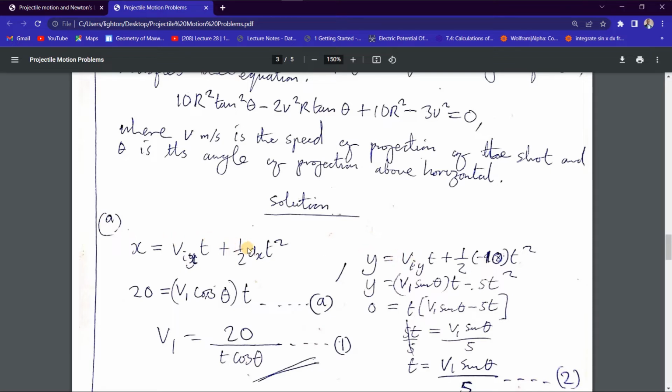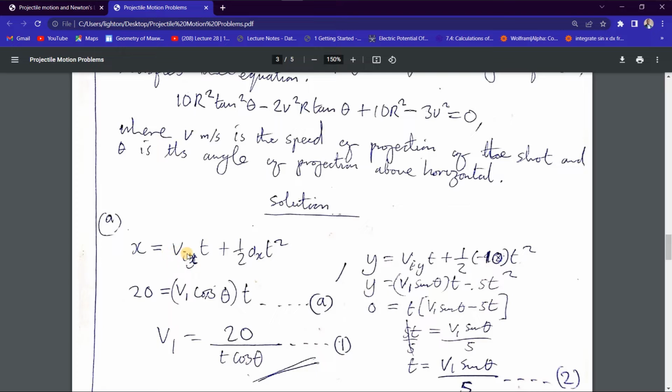So for the horizontal component of displacement, we use equations of motion: x equals Vix t plus half ax t squared. And again, ax is 0, because there is no acceleration in the horizontal direction. That's why ax is 0. So this whole part becomes 0. The only thing we're going to work with is this part here.